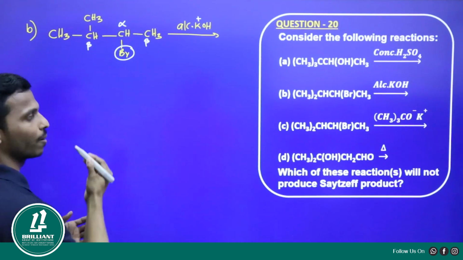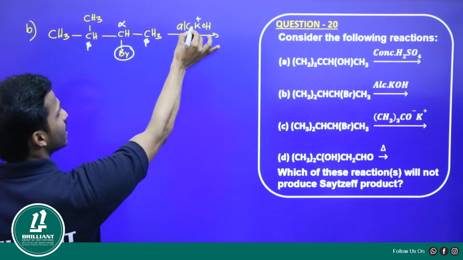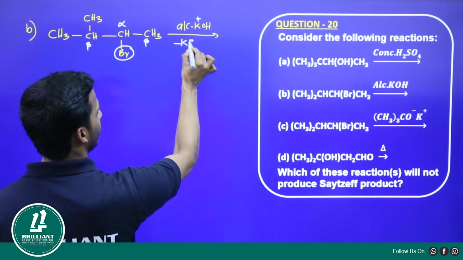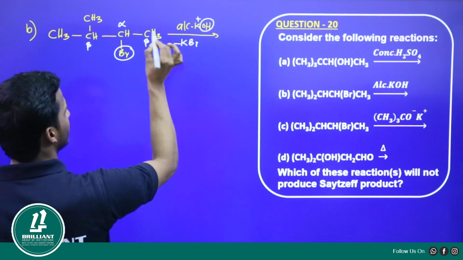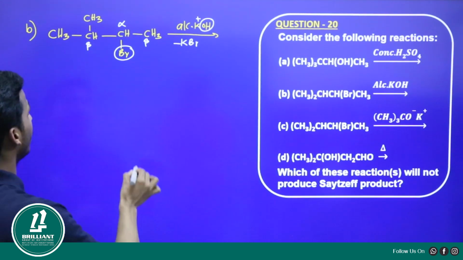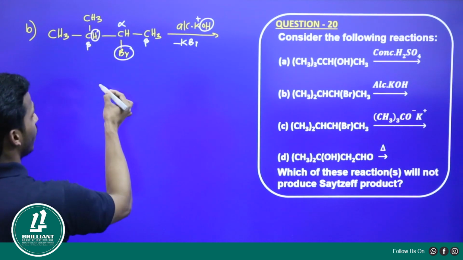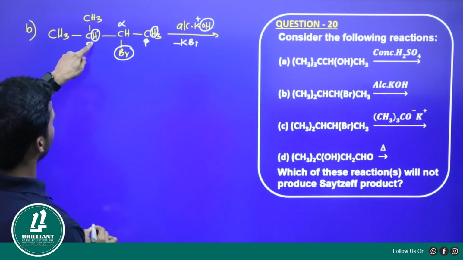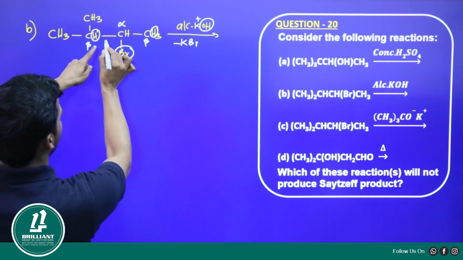Beta. Two beta carbon atoms are there. So K plus will remove bromine from the alpha carbon and KBr is eliminated. OH minus will take one of the hydrogens from the beta carbon. Either you can take from this one, or you can take from this one. Suppose I am removing from this first. You will get an alkene here, right?